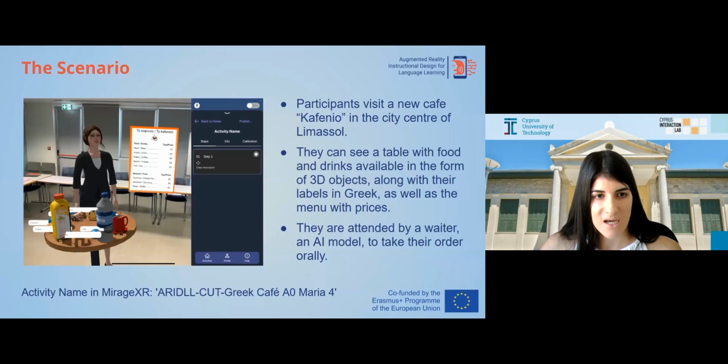So the scenario and the activity look like this. You can find the name in MirageXR here. The idea is that the participants visit a coffee shop in the city center of Limassol, and they can see a table with food and drinks that are available in the form of 3D objects, and they have their name labeled in Greek, as well as a menu with the prices and the names of the products. The participants are attended by a waiter, the AI model you can see here, to take their order orally.